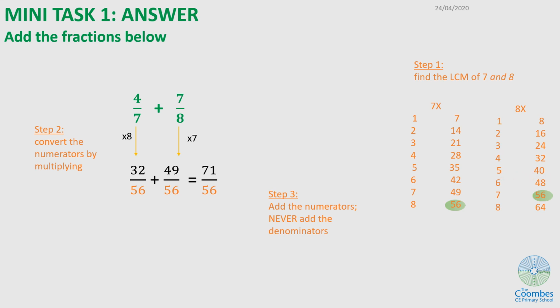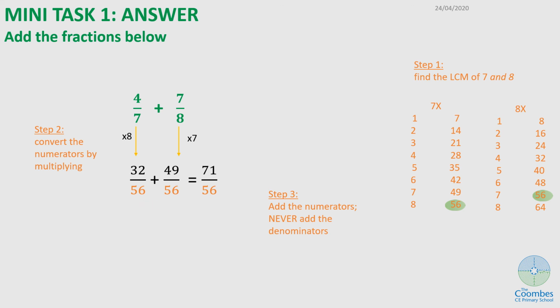Okay, so how do I get the 7 times 8? Now, if I add 8 to this one, I'll get 7 times 8. Okay, now I can see that 56 is actually common to both the 7 times table and the 8 times table, so that becomes my lowest common multiple, 56.